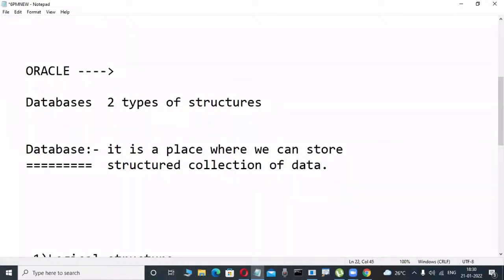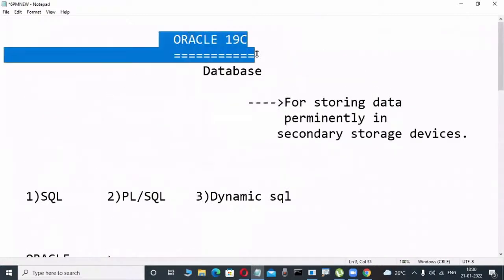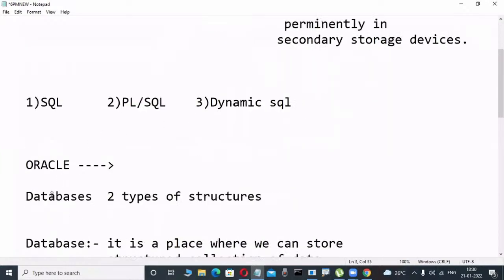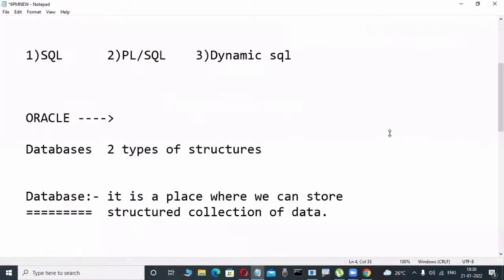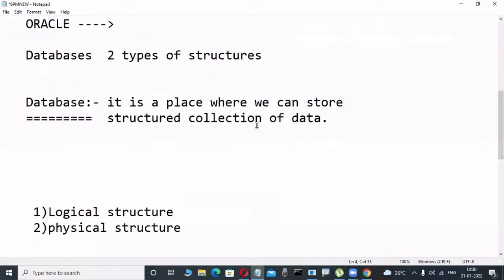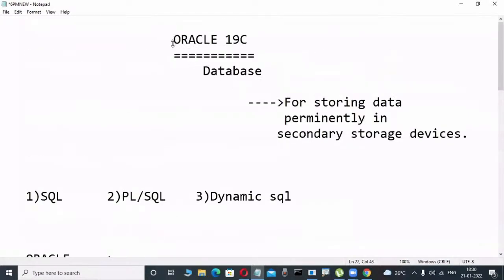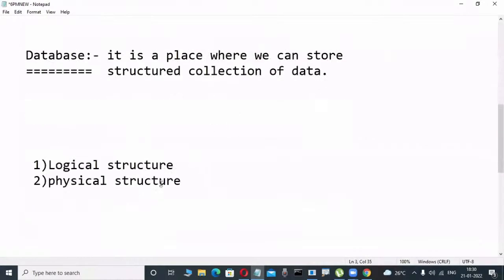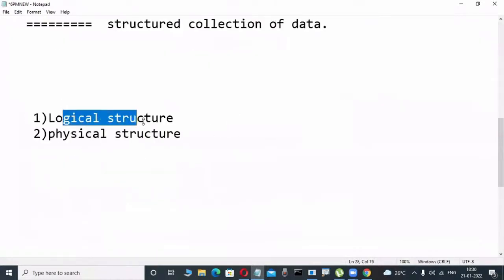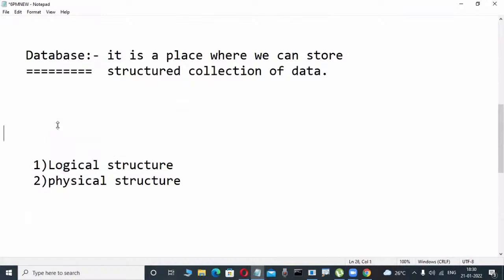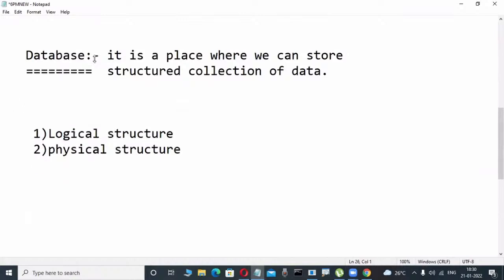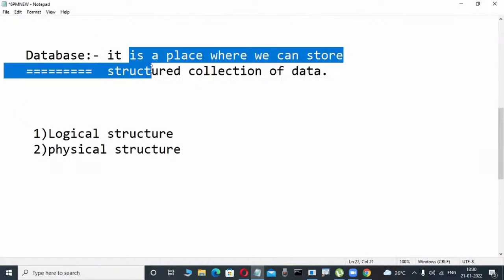Observe here. Actually, whenever we install Oracle or any relational database software, what is a database actually? It is a place. Whenever we install this type of software, automatically some place is reserved in the hard disk only. In that place we can store a structured collection of data. But whenever we install these softwares, two types of structures are there: logical structure and physical structure. This definition I am not explaining today; you will understand it one of these days.